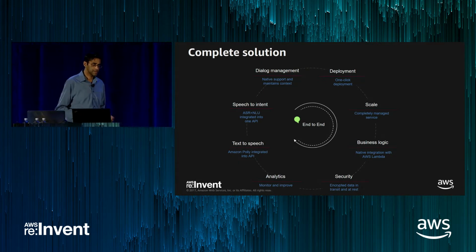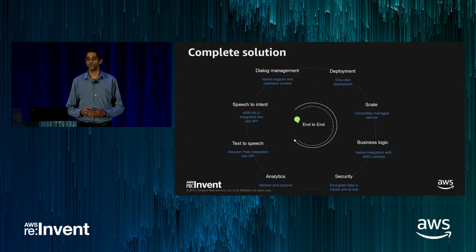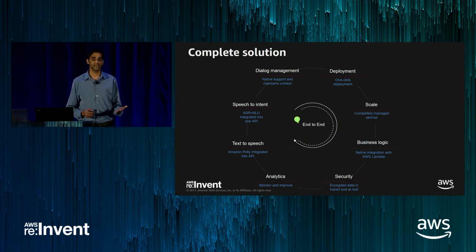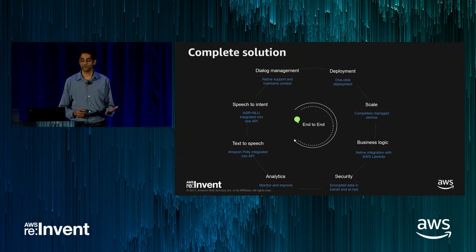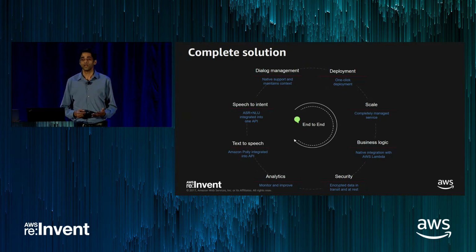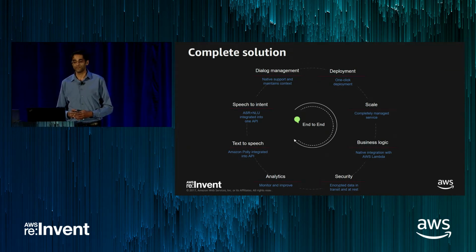So Lex is a complete solution. It's an end-to-end solution that provides you with speech recognition, so you can convert speech and recognize the intent of the speaker. You can conduct dialogue management. So we support multi-turn conversations. You can create multi-turn conversations using Amazon Lex.